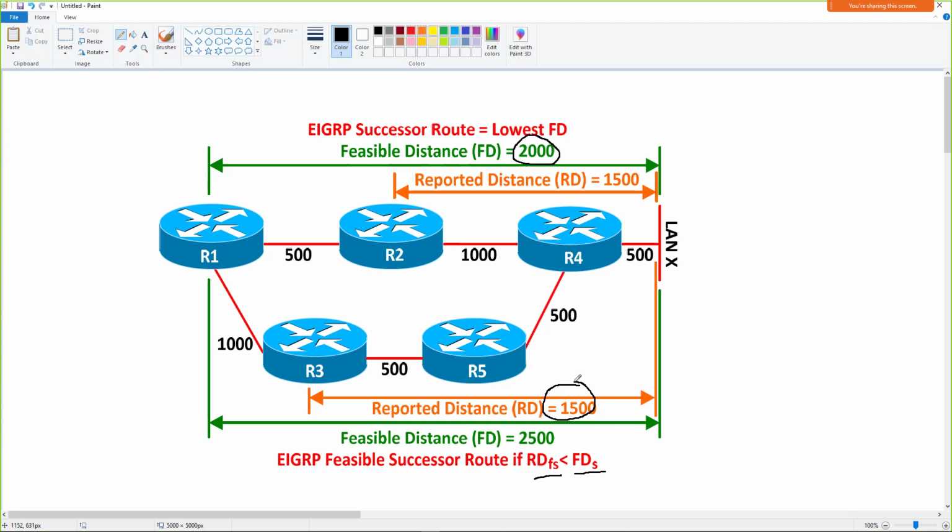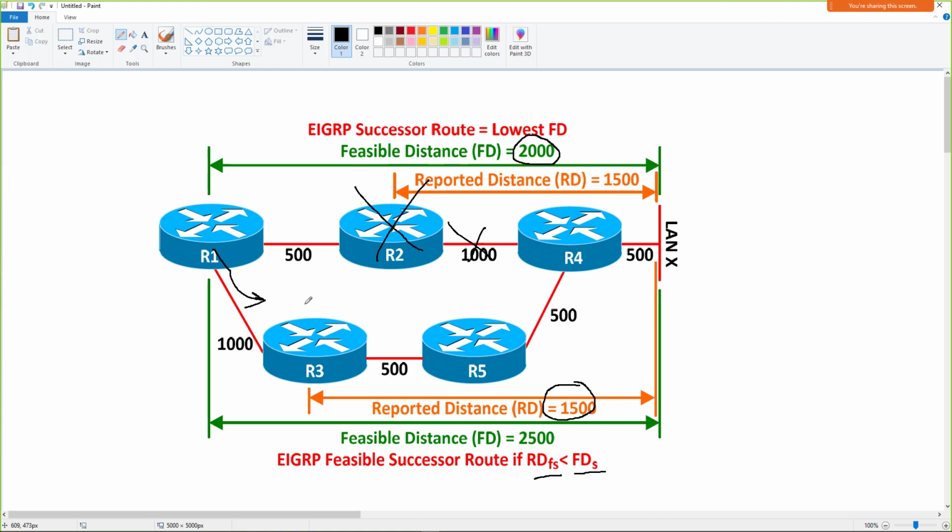Now, what does that mean from a convergence standpoint? That means that if router 2 were to fail, or if this path were to fail, we would immediately start routing to router 3 as a loop-free alternate without having to run DUAL, without having to recalculate, without having to send a query, etc.